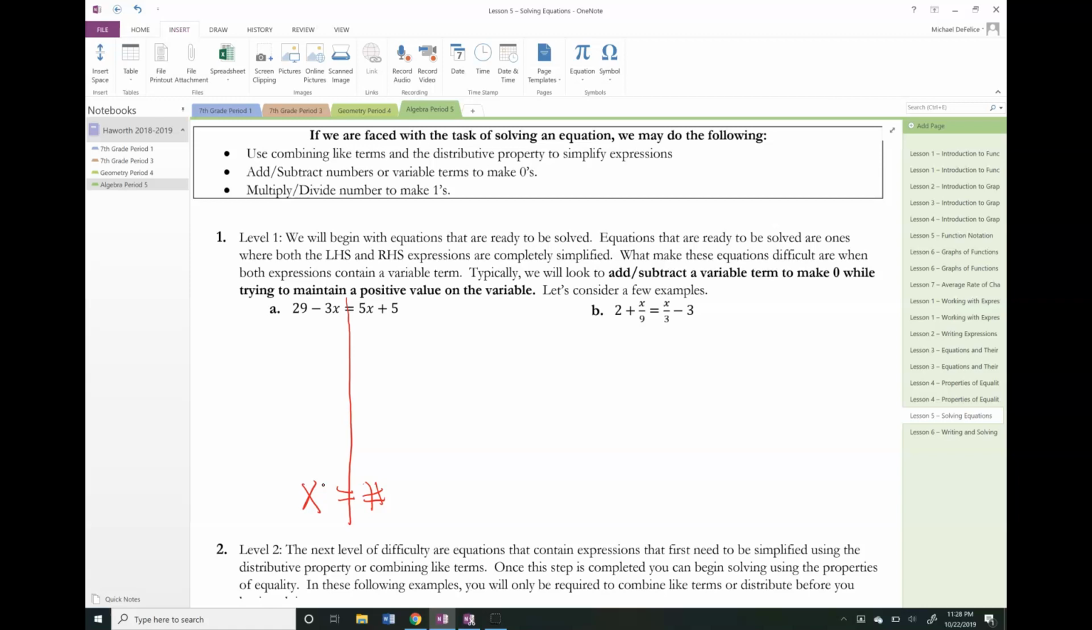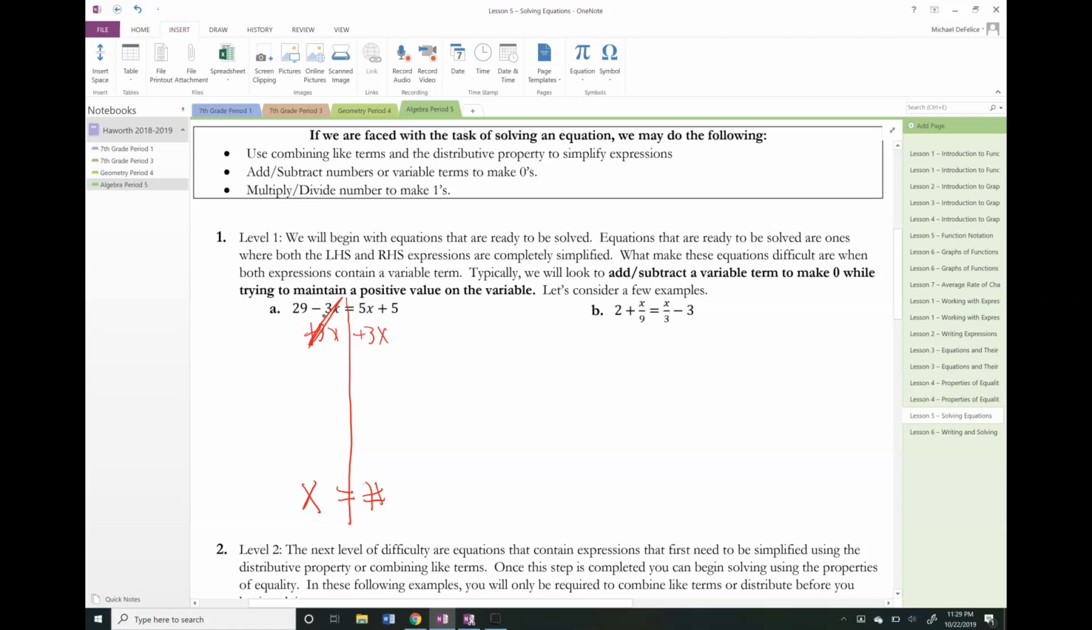So looking at this first equation, I notice that there's variables on both sides. So I'm going to apply a property of equality so that afterwards my new equation would only have variables on one side. So there's really two options I can do. I can say, all right, let's add 3x to both sides.